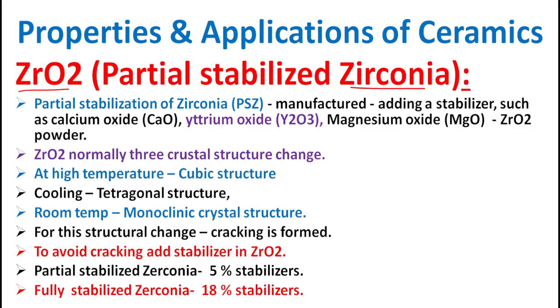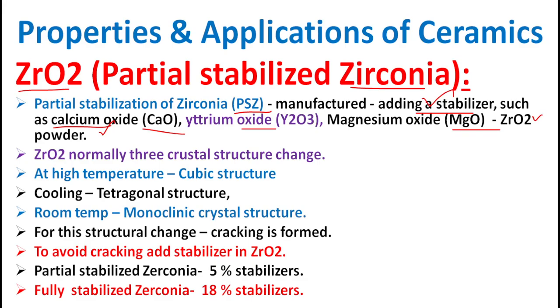Partially stabilized zirconia, PSZ, is manufactured by adding some stabilizer. Such a stabilizer, to stabilize the zirconium oxide in the environment, is calcium oxide. Calcium oxide is one type of stabilizer used in zirconium oxide. The next ones are yttrium oxide, Y2O3, and magnesium oxide, MgO. These are the stabilizers used in zirconium oxide manufacturing.